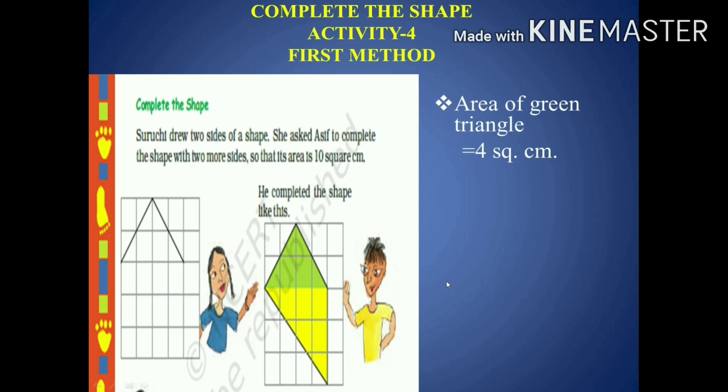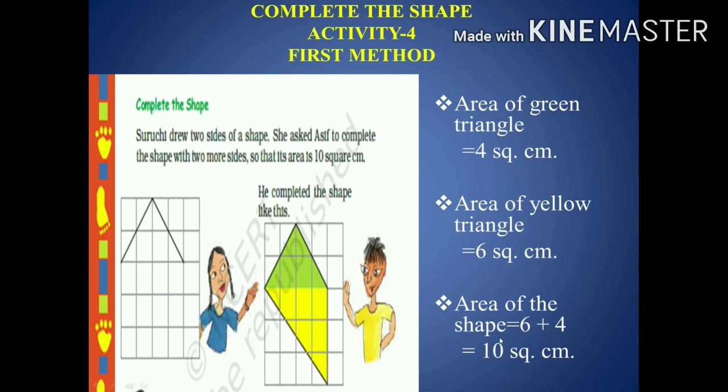And he has calculated that area of green triangle equal to 4 square centimeter. Area of yellow triangle is equal to 6 square centimeter. Area of shape is equal to 6 plus 4, 10 square centimeter.